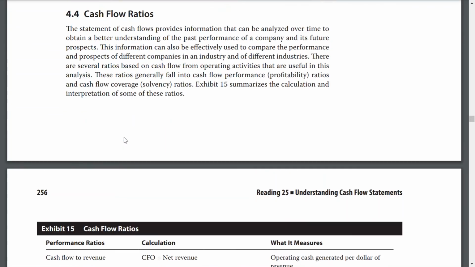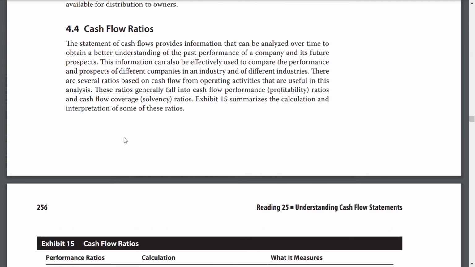Cash flow ratios. The statement of cash flow provides information that can be analyzed over time to obtain a better understanding of the past performance of a company and its future prospects. This information can also be effectively used to compare the performance and prospects of different companies in an industry and in different industries. There are several ratios based on cash flows from operating activities that are useful in the analysis. These ratios generally fall into cash flow performance, profitability ratios, and cash flow coverage, solvency ratios. Exhibit 15 summarizes the calculations and interpretation of these ratios.